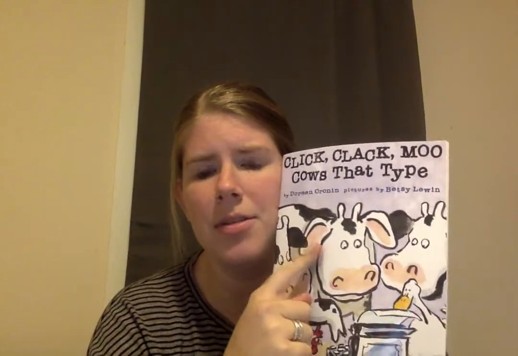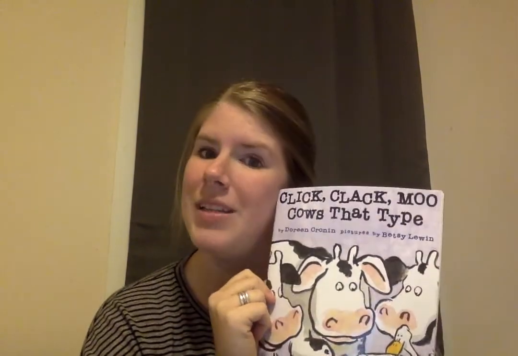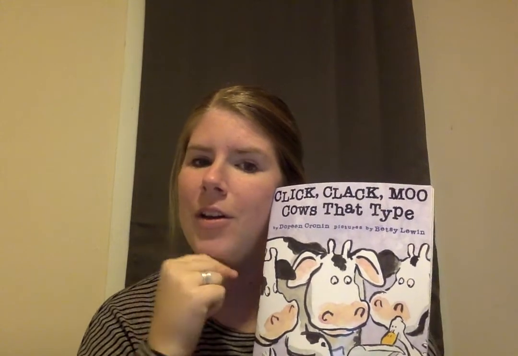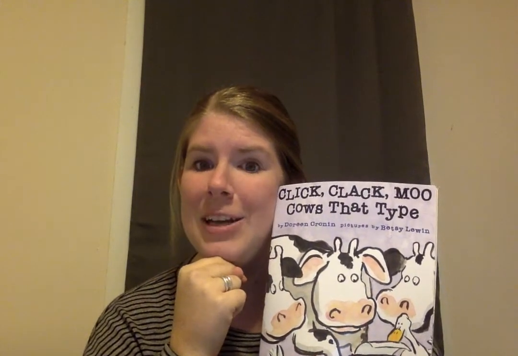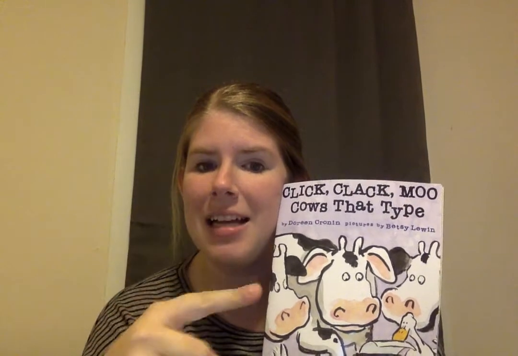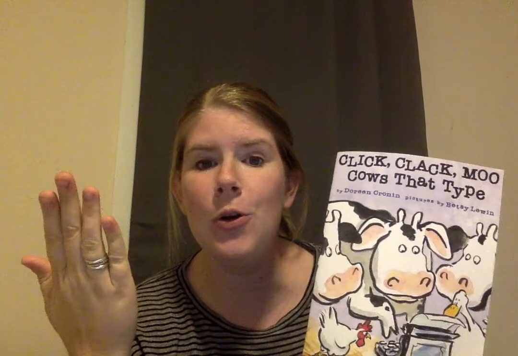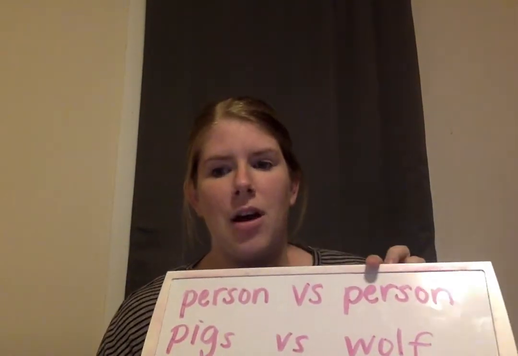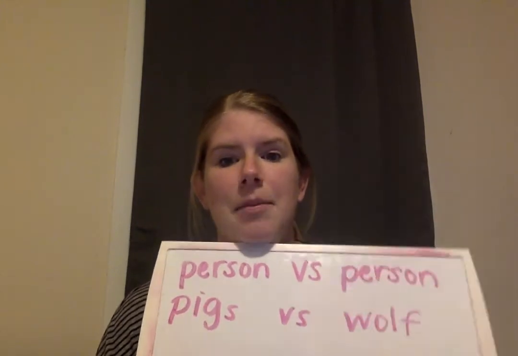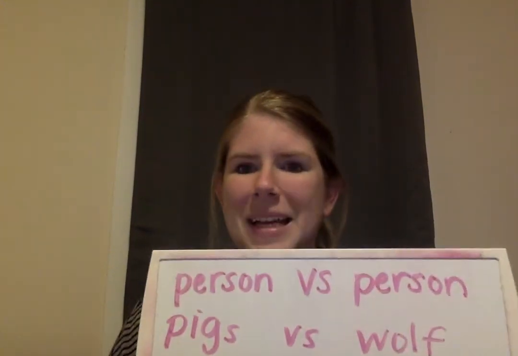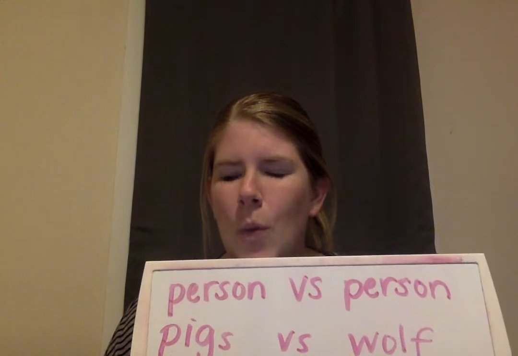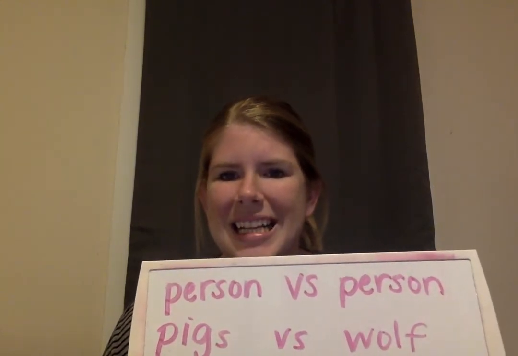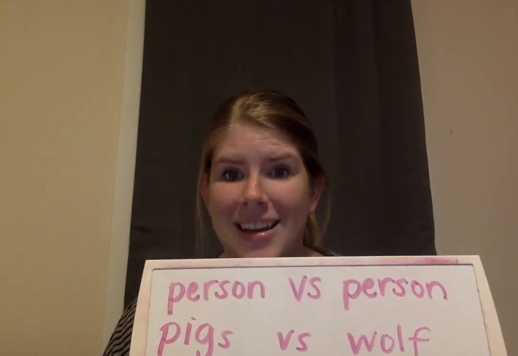But there's a problem, there's a conflict. Who is the conflict between? Can you figure it out? And let me know. Reply to this and let me know who is the conflict, or who is a part of the conflict. We have the person versus person. Who are the people involved in Three Little Pigs? It's the pigs and the wolf. But what about in Click Clack Moo, Cows That Type? What is the conflict? Let me know.